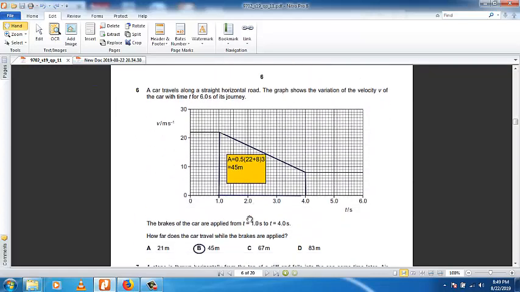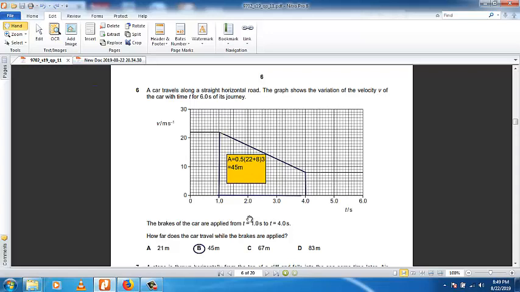Question number 6 says that a car travels along a straight horizontal road. The graph shows the variation of the velocity v of the car with time t for 6 seconds of its journey. The brakes of the car are applied from t equals 1 second to t equals 4 seconds. How far did the car travel while the brakes are applied?